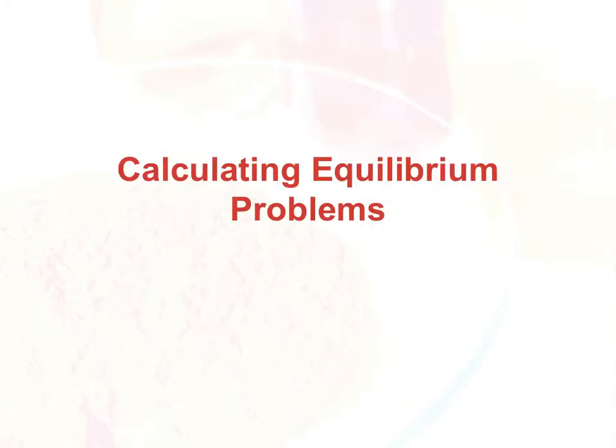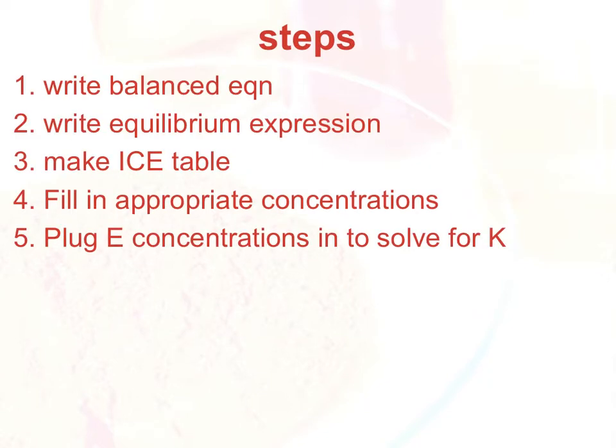So now that we've taken the time to differentiate between our hetero and homogeneous equilibrium expressions and how to appropriately write them, let's go ahead and look at calculating equilibrium problems. So there's a handful of steps that are required in order to do these types of calculations. The first thing is we need to have a balanced equation. Either you're going to be writing it or it'll be provided. The next thing you'll do is write an equilibrium expression, and of course we need to be differentiating between the hetero and homogeneous equilibrium expression procedures. So make sure that you're excluding solids if you have a heterogeneous setup.